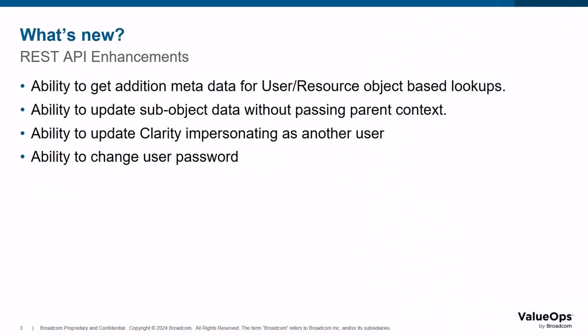Starting 16.2.2, the following REST API enhancements are available to the end users. First, ability to get additional metadata for user or resource object-based lookups. Ability to update sub-object data without passing the parent context, ability to update Clarity impersonating as another user, and ability to change the user password in an SSO environment only.